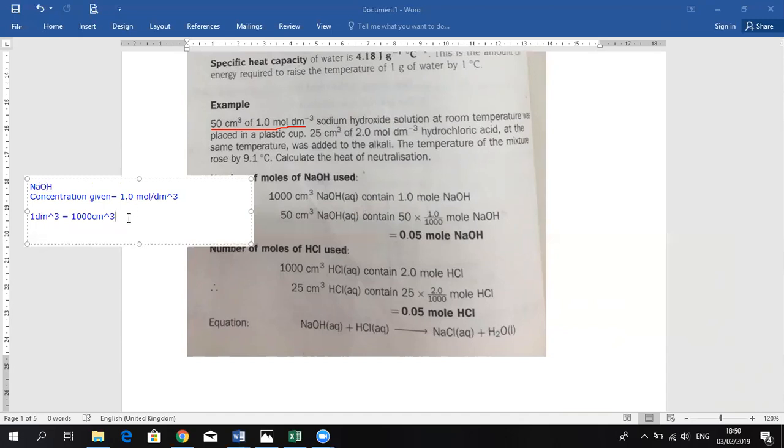is that in every 1,000 centimeters cube, there is 1 mole of sodium hydroxide. So therefore, in 1 centimeter cube, there'll be 1 over 1,000 moles of NaOH.